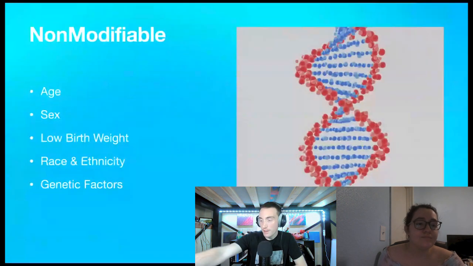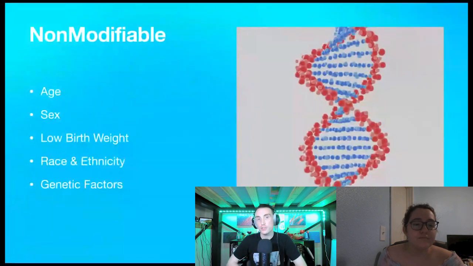So we'll start with our non-modifiable. Non-modifiable just means things that we cannot change. So those are going to be age, sex, low birth weight, race and ethnicity, and then genetic factors. So for age, your risk for ischemic stroke doubles each consecutive decade after age 55.